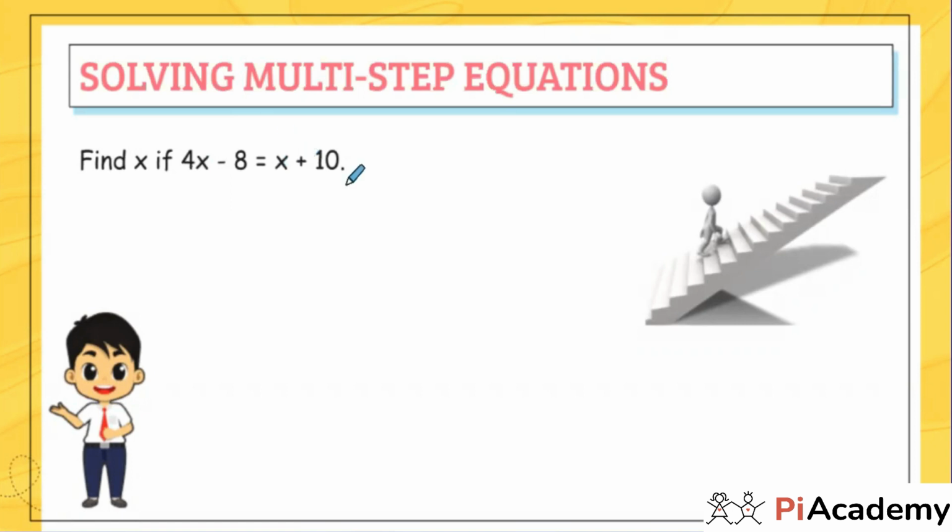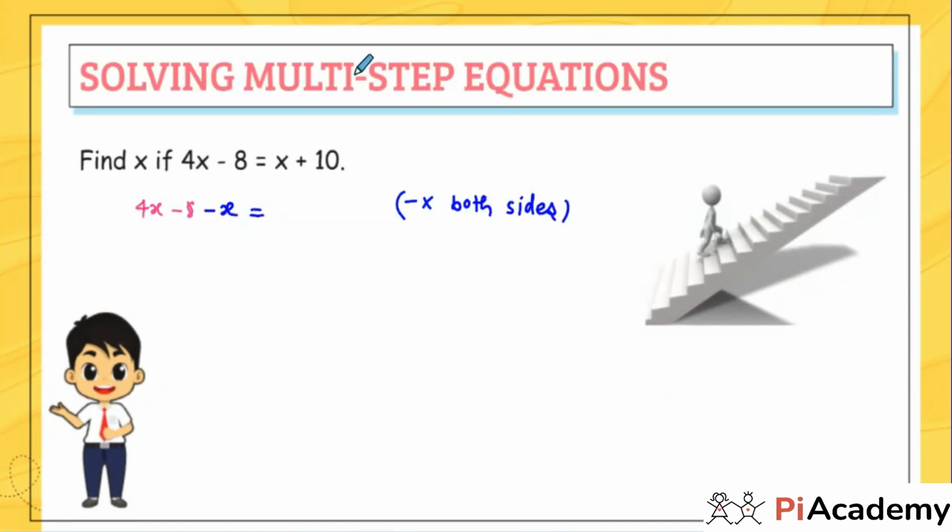So the first step: we want the variable on the left hand side, so you can do minus x on both sides. Why are we doing this? Because on the right hand side you can see there is a positive x. If you want to remove it, you can do it by this. So 4x minus 8 stays as it is, and now you are introducing this term, minus x, on both sides.